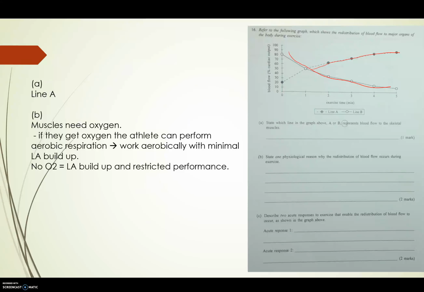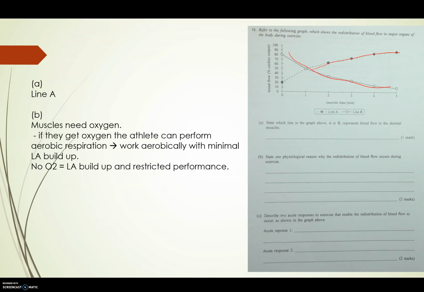So which line shows the blood flow to the skeletal muscles? As we start to exercise, more blood flow would come to the skeletal muscles. So I've said line A. Which is all you need. You don't need to justify it. You just need to say line A or B, and you get the mark for it.